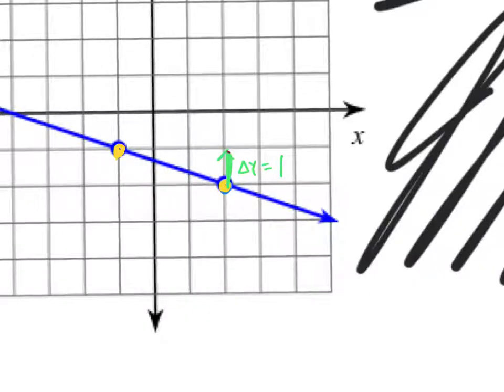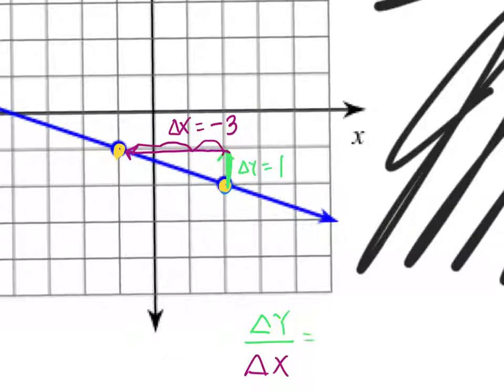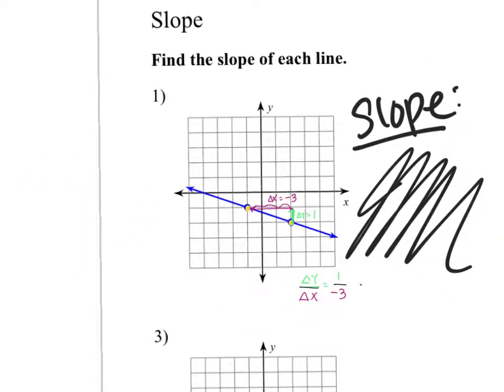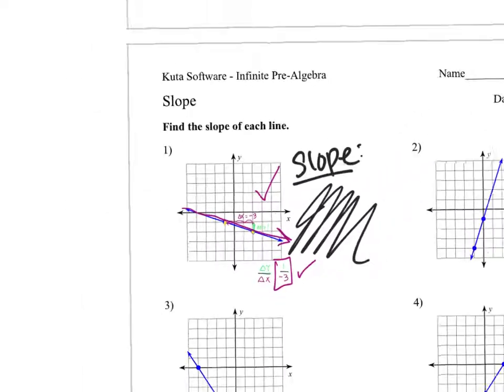And that's positive. Left. How many? 1, 2, 3. So change in x. I went to the negatives on my x 3 times. Don't forget, your slope is change of y over change of x. That equals what? 1 over negative 3. Your slope is negative. Check, it's negative. And is this going down? Check, it's negative. That's all you've got to do.